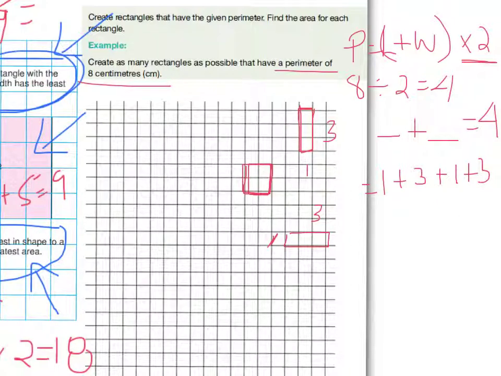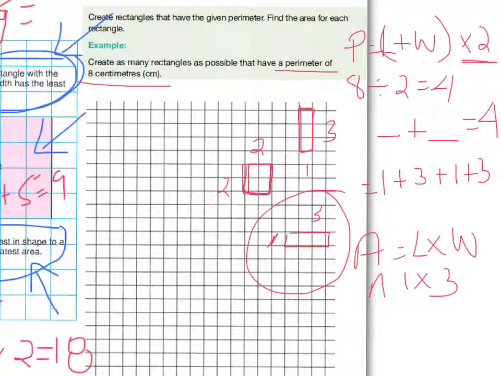So we can have two rectangles that have a perimeter of 8. Now we're going to have to find out the area of each. So the area of this one, again, area equals length times width. So 1 times 3. What is 1 times 3? It's 3. So the area of this one is 3 centimeters squared, as these are centimeter squares.